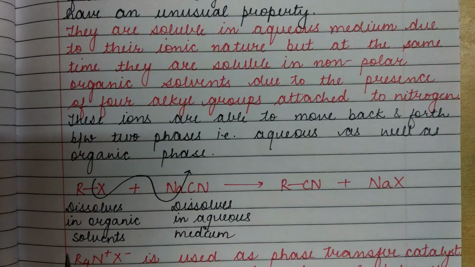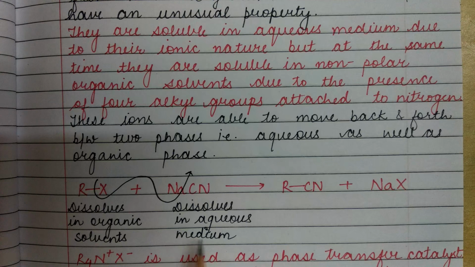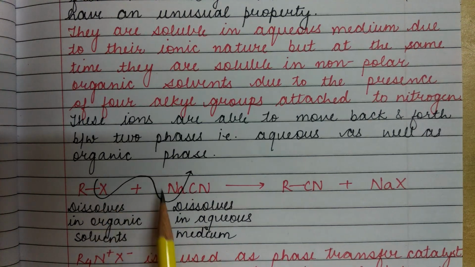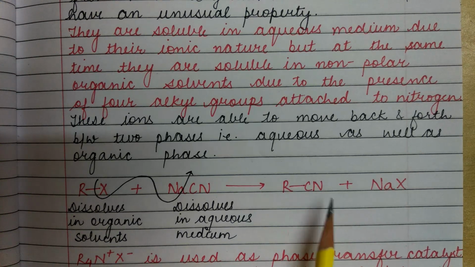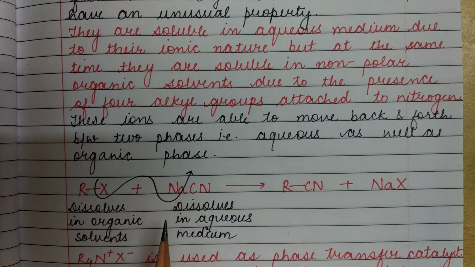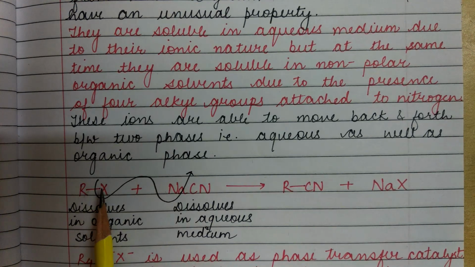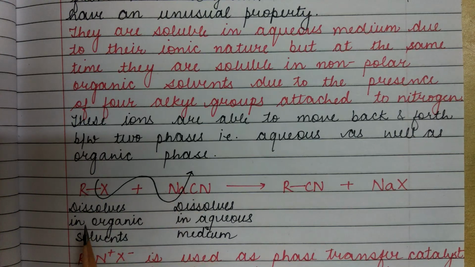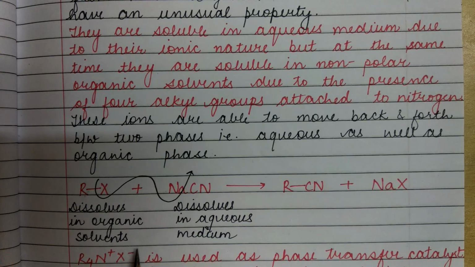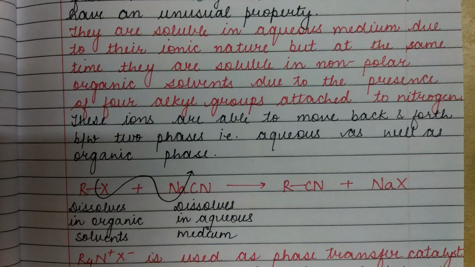Let us see this reaction. RX can dissolve in organic solvents. NaCN can dissolve in aqueous medium. From here NaX is removed and we get RCN. But for the reaction, they have to come in contact with each other. This is not possible because RX cannot dissolve in aqueous medium and NaCN cannot dissolve in organic medium. So to mix them and react them, we need something like R4N positive X negative, a tetra-alkyl ammonium salt, so that they can react with each other.